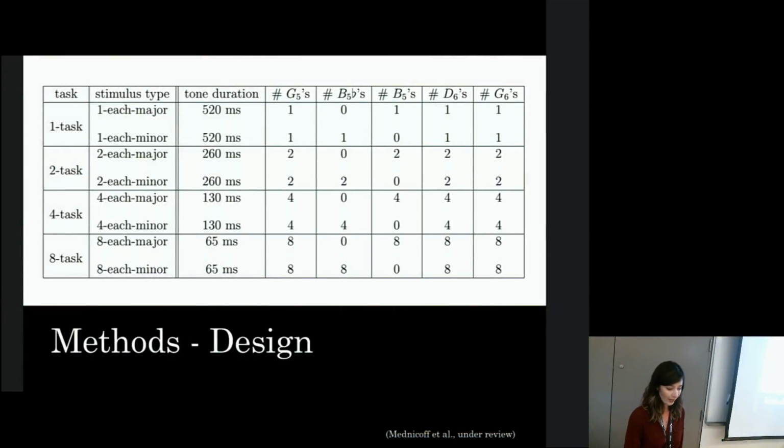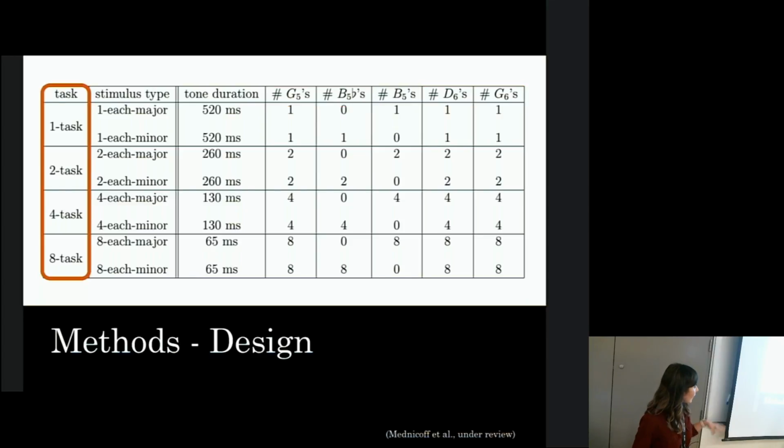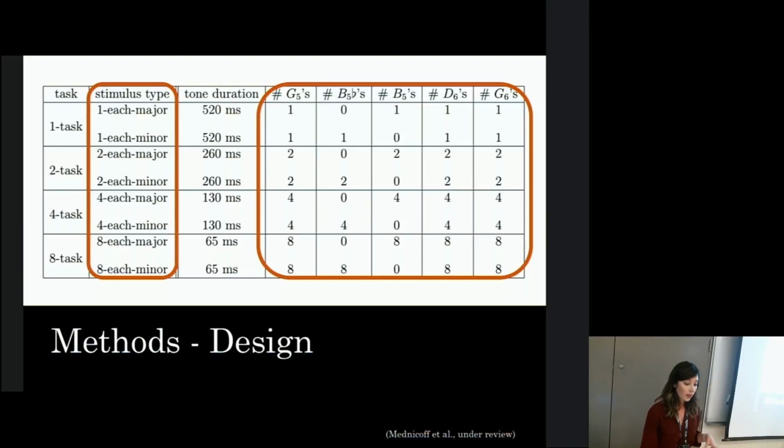So how do we go about answering this question? In addition to the original 32 tone scramble task, which is labeled here as the 8 task, we added 3 more, slower conditions. First, we use the same major notes as in the original 32 tone scramble task, as well as the same minor notes. Like I said, we had 4 different tasks within this experiment, and each of these tasks is labeled by how many copies of each of the major notes are within the stimulus and how many copies of the minor notes are within each stimulus.